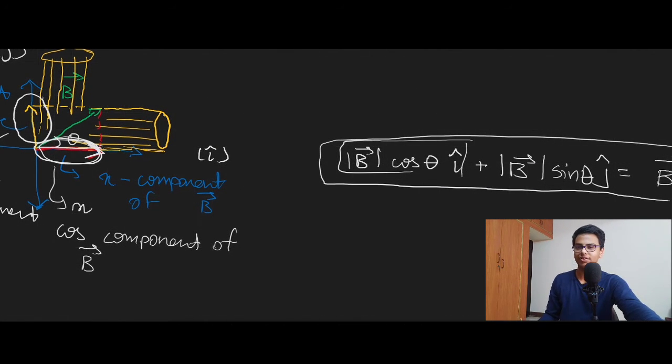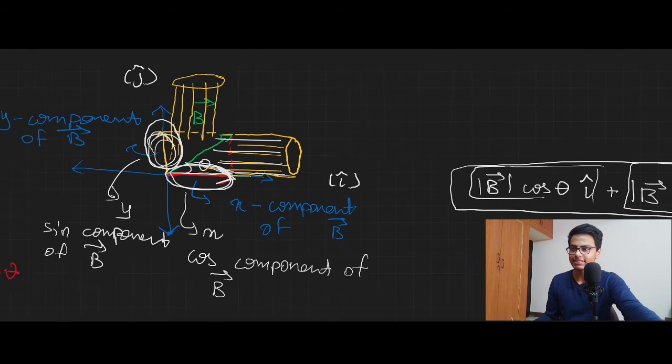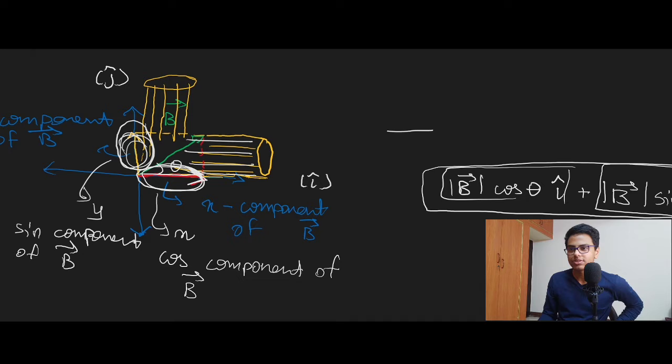Now, when we look at mod B vector sine theta J cap, this is basically your projection like this. Your B sine theta is the magnitude of this vector, while your J cap gives you the direction. When you have magnitude and direction, then you get a vector. So we are basically saying that this vector, B cos theta I cap plus B sine theta J cap, is giving us the B vector that you initially took. Is that right?